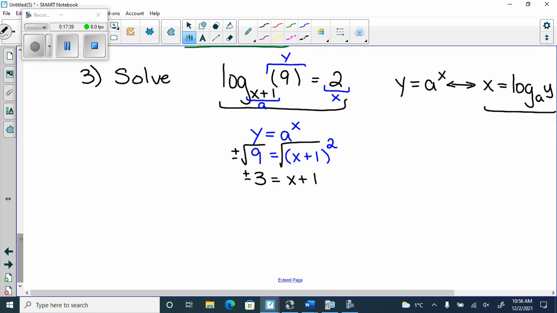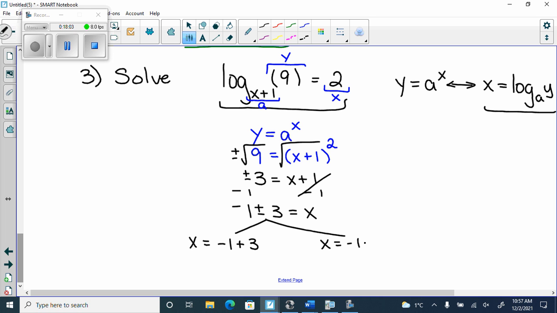And then I have to subtract my 1 over. So I'm going to get negative 1 plus or minus 3 equals x. That's actually 2 solutions. This is going to break into x equals negative 1 plus 3 and x equals negative 1 minus 3. So this one is x equals 2. This one is x equals negative 4.